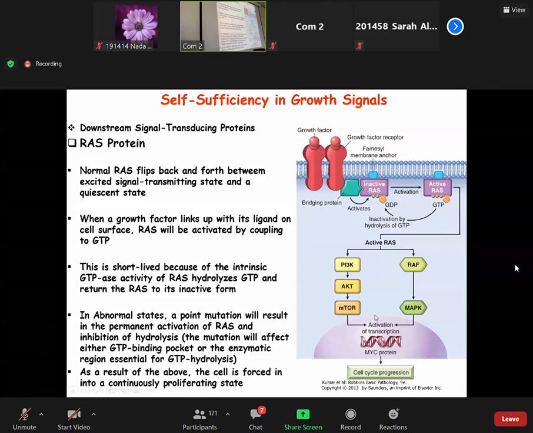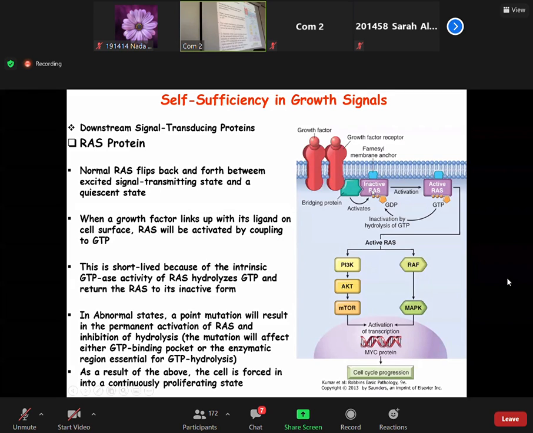All right, so let's talk about self-sufficiency in growth signals. In this case, we are going to start with the RAS signaling protein. RAS is part of a family of signaling proteins that send signals into the cell, in this case for proliferation, for cellular division. And the RAS protein is usually kept in an inactive form on the inner surface of the membrane of the cell, as you can see here.